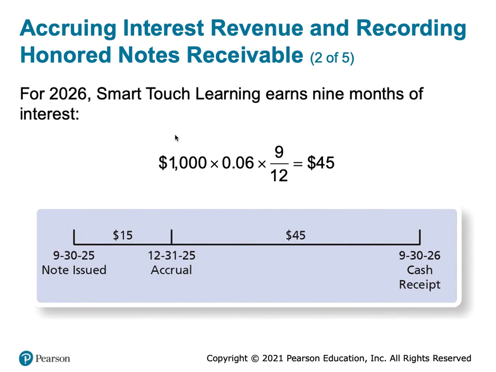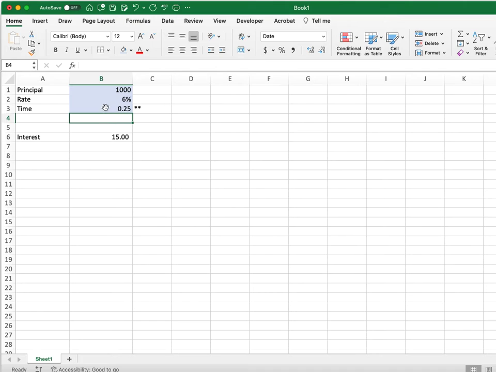And so then how do we see what happened here? They're just providing this timeline that on the 30th the note was issued. Then as of the 31st we did the adjusting entry to accrue the revenue. So that was $15. Then from December 31st to September 30th when the maturity date is, another $45 of interest will be earned, or 9 out of 12 months. And if we jump back to our Excel sheet, we can quickly change this to 9 out of 12 months for that same 45.